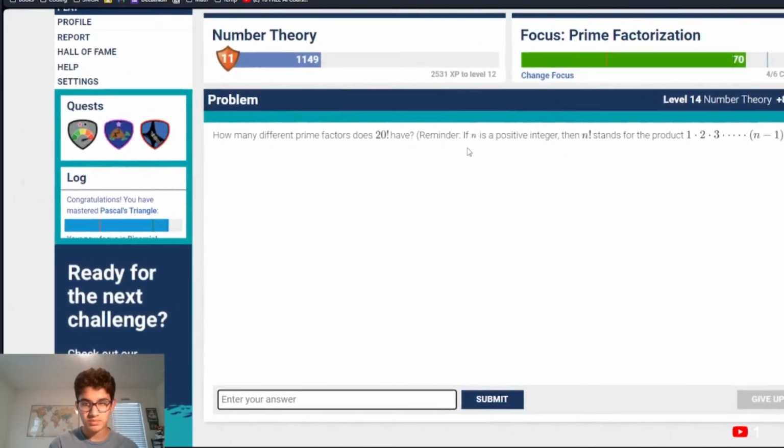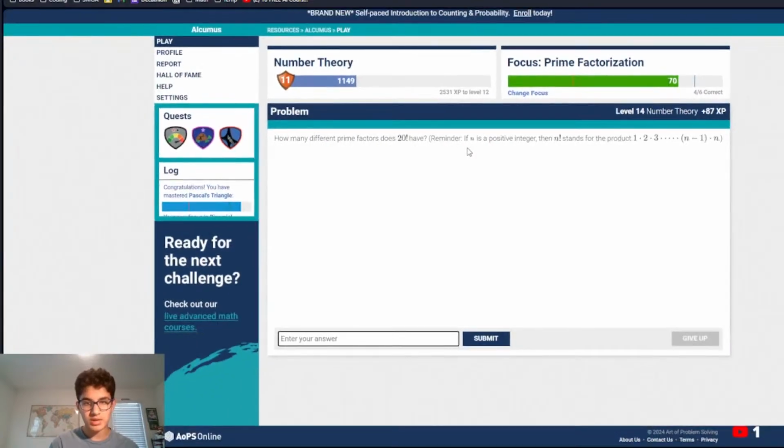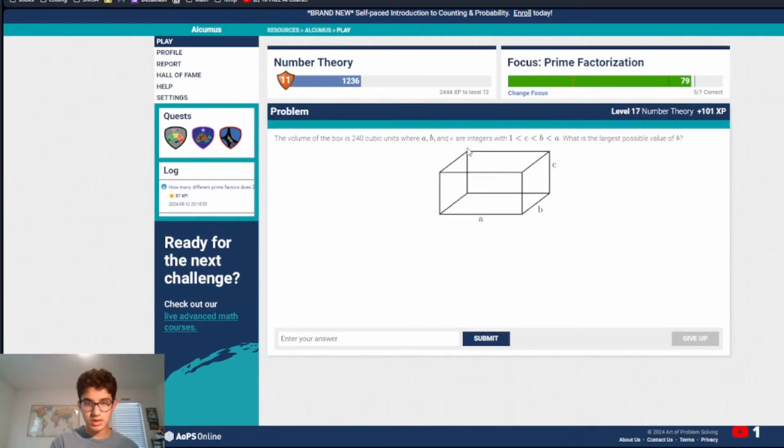Okay. How many different prime factors does 20 factorial have? How many primes are there under 20? 2, 3, 5, 7, 11, 13, 17, 19. That's 8. So it's 8.